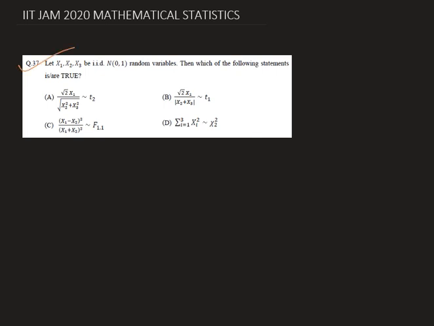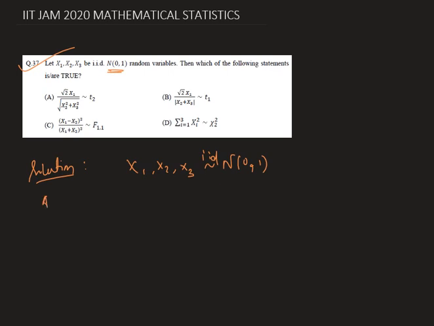So let's try the problem. Here given that X1, X2, Xn be IID normal 0, 1 random variables, then which of the following statements is or are true? So get into the solution. X1, X2, X3 is IID normal 0, 1 by the question.